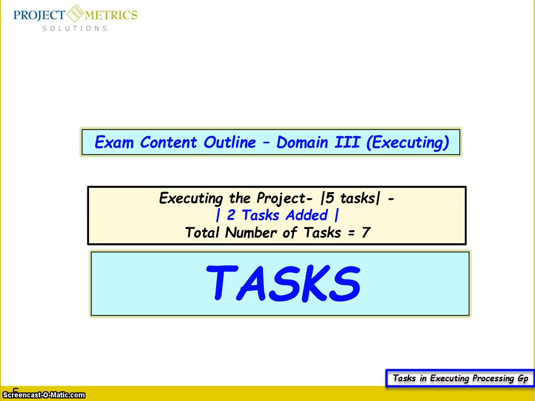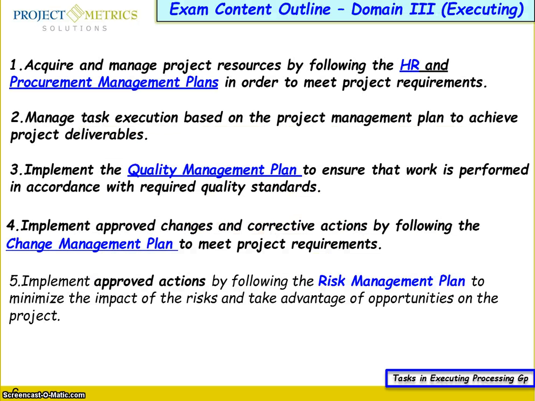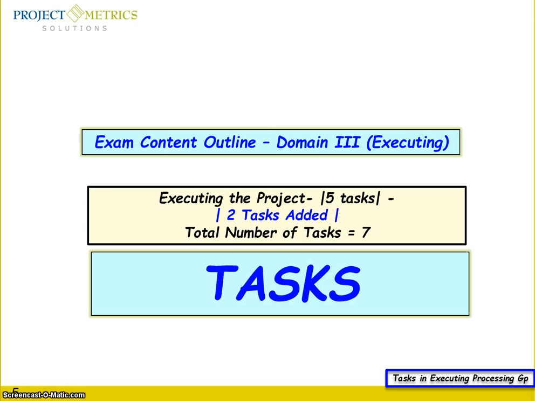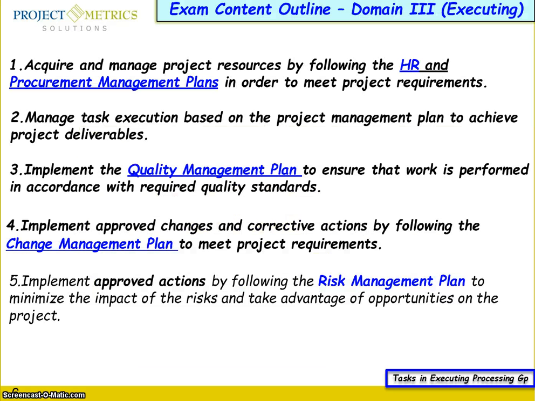PMI added two tasks, so the total number of tasks is 7. All these tasks are designed just to accomplish the processes. So the task is different from the processes. These tasks accomplish the processes in the executing process group.